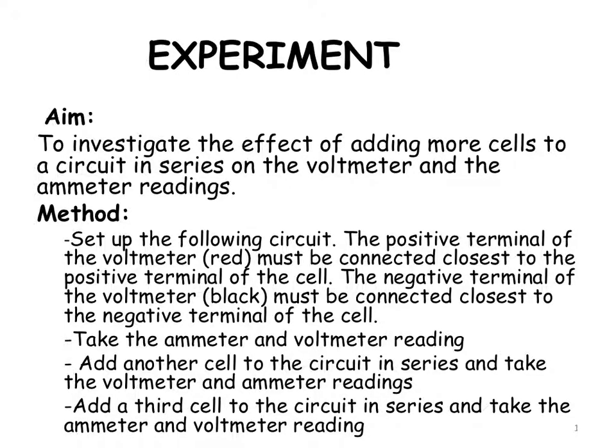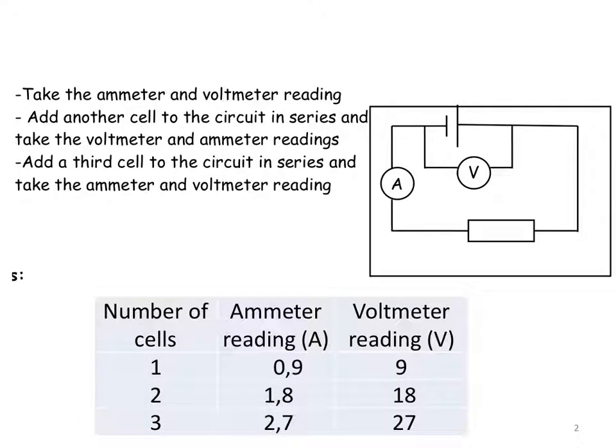So you needed to complete an experiment where you added more cells to the circuit and you took the readings on the voltmeter and the ammeter. Basically, it was a very simple setup of one resistor, an ammeter and a voltmeter, checking the current going through that resistor and the potential difference across the resistor.